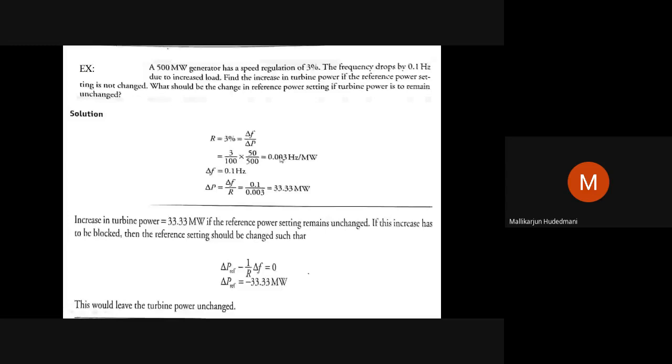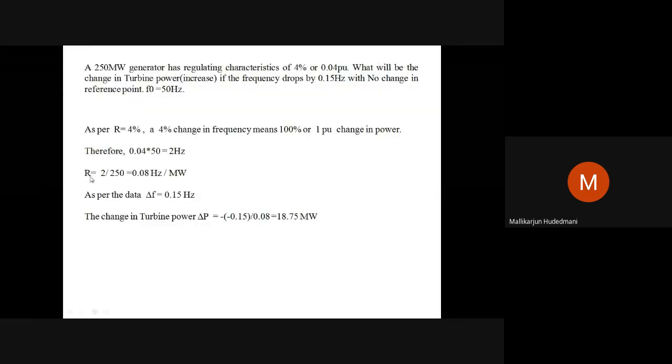R equal to hertz per megawatt. The same thing is being done. R equal to 0.04 into 50, divided by 250. This became 0.08 hertz per megawatt. This governor is going to correct for every 0.08 hertz, a 1 megawatt shift is the meaning of this one. So for 1 megawatt, 0.08 hertz frequency, this is how the droop nature of the system is experienced.